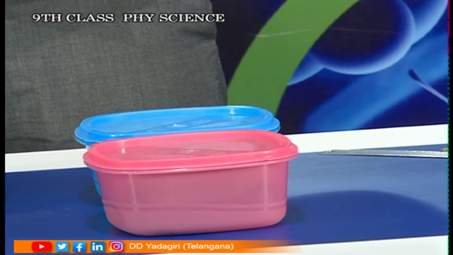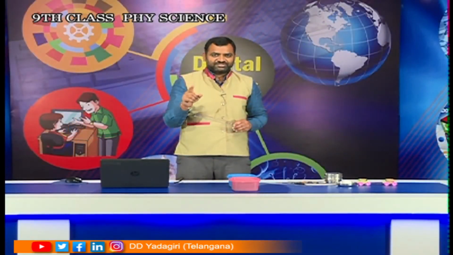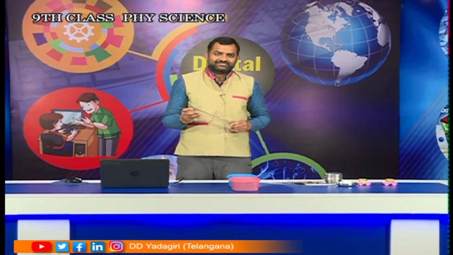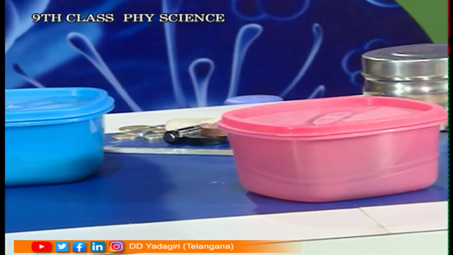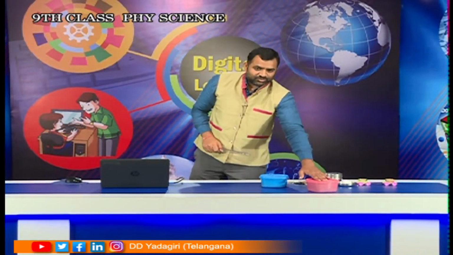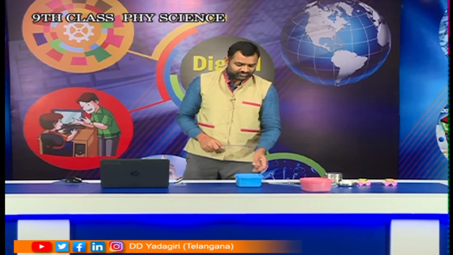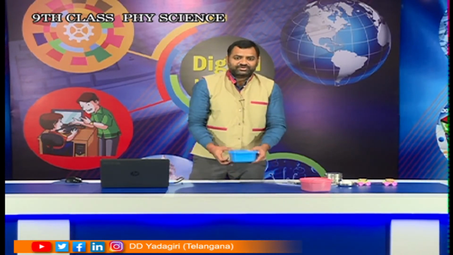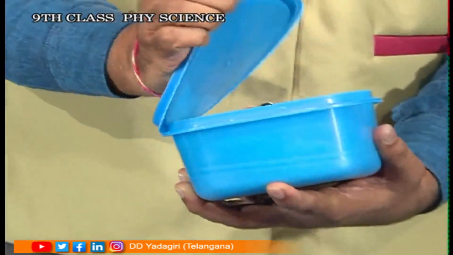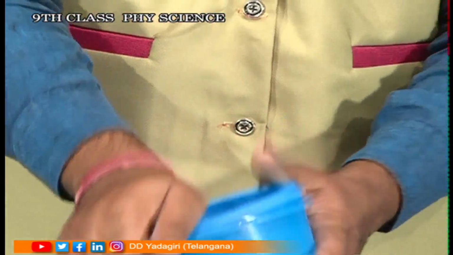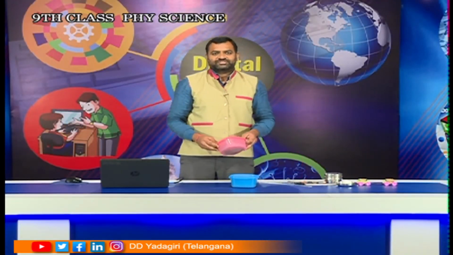Using the same ruler, at once I am going to hit both the objects, thereby applying the same force. Let us see what is going to happen. Watch it. You have seen that this object has moved farther, whereas this object moved a little distance. This is because this is heavier. I put some rice grains in it, whereas this one is empty, it is an empty box.